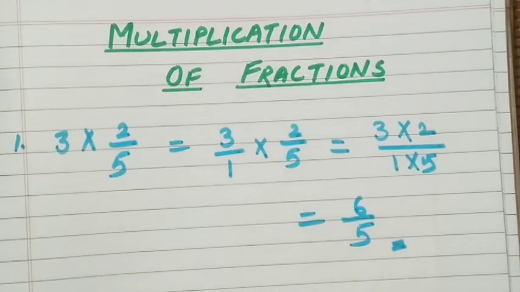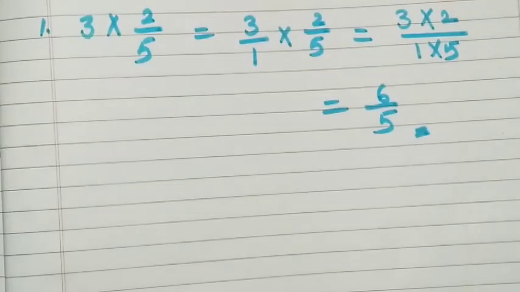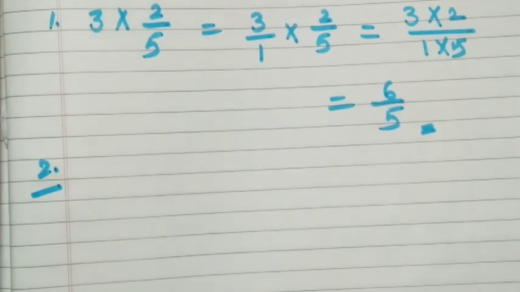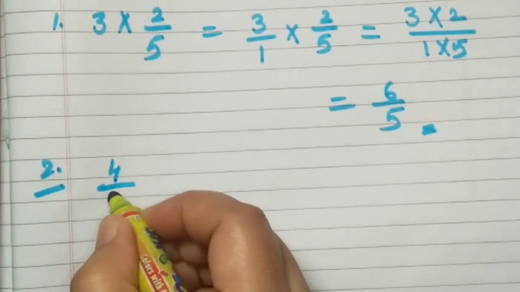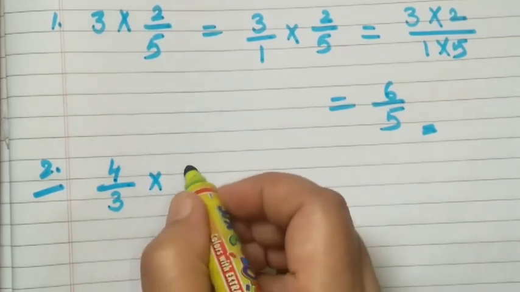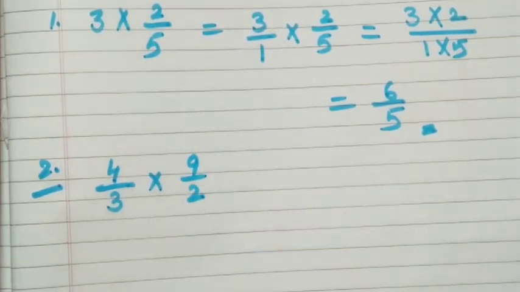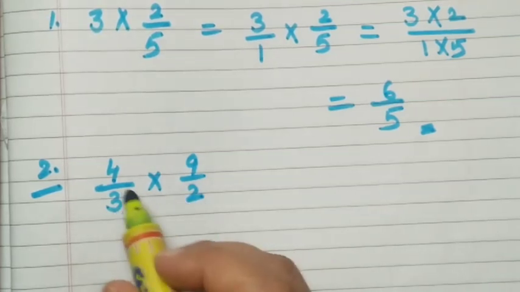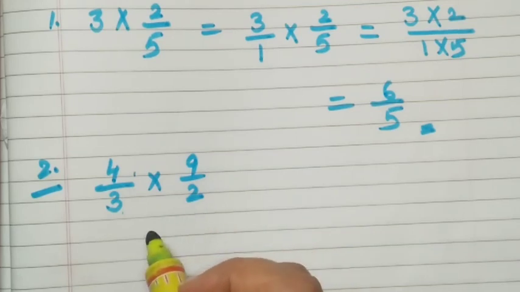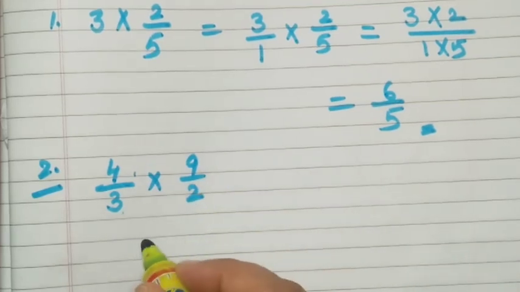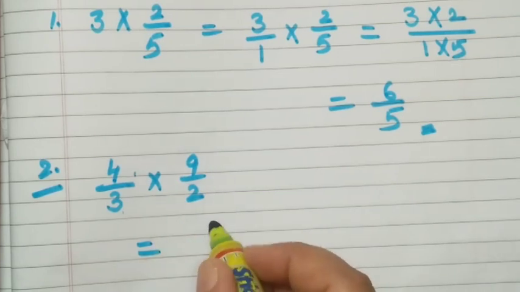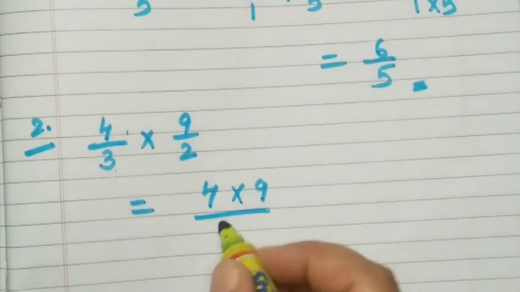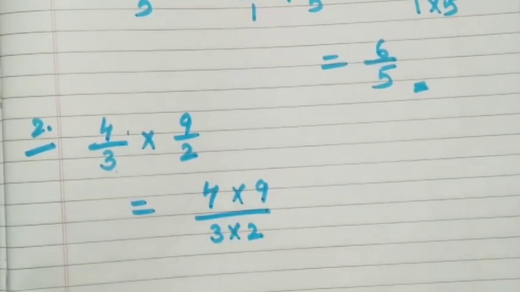Next, for the second example, I'm going to take 4 upon 3 multiplied by 9 upon 2. In this example, both the numbers are in fractional form with numerator and denominator. Here again we will write them as a common numerator, which means we will write 4 into 9 together, and then 3 into 2 together.